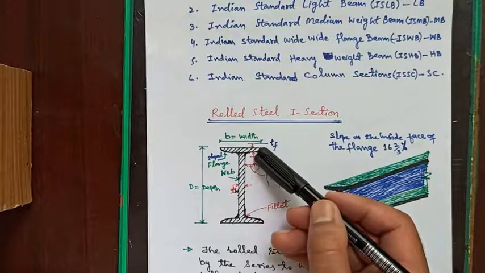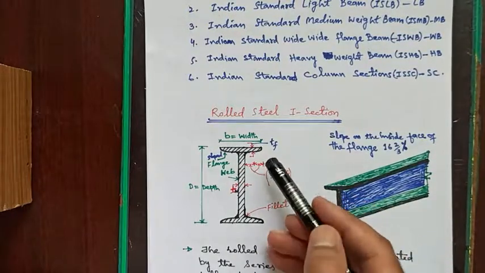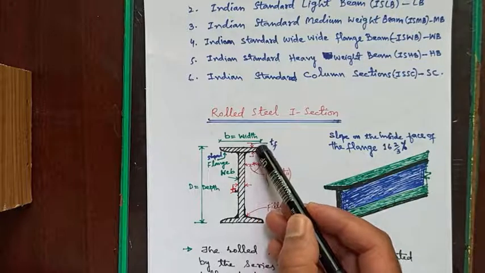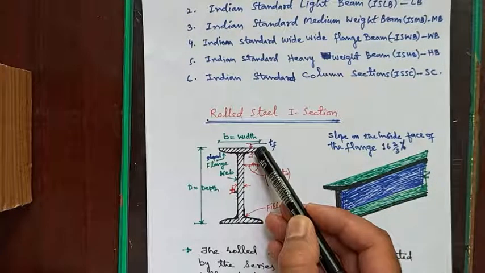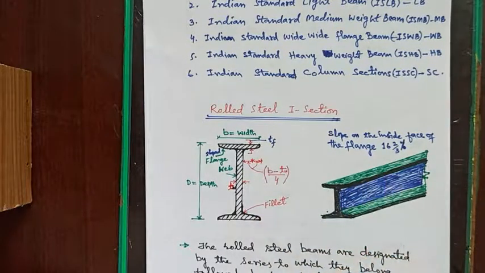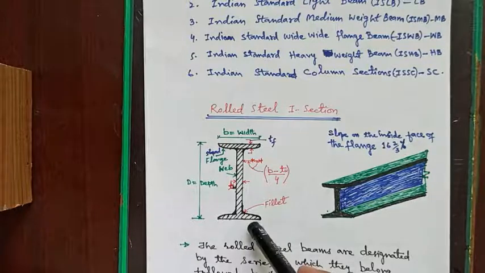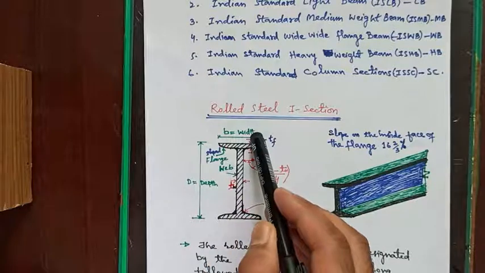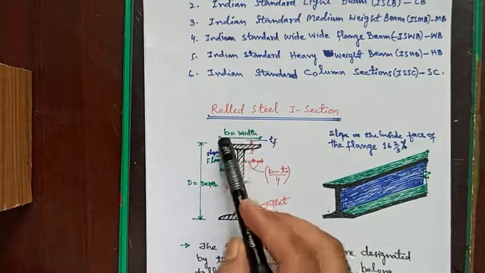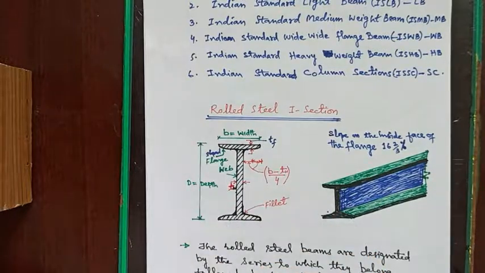We have slopes on the inside face of the flanges as shown in the figure. That is, it is not a horizontal member, it has a sloped face at the junction as well as at the edge. The slope on the inside face of the flange is approximately 16.66%. So this is the width of the section, that is, the width of this I section is B, and this is called depth of the I section from top to bottom.